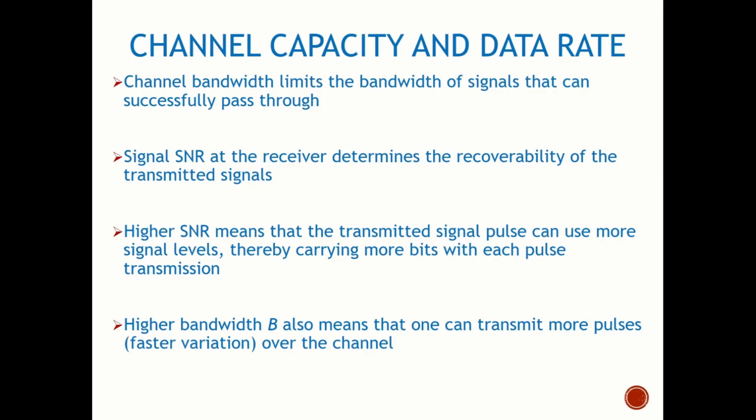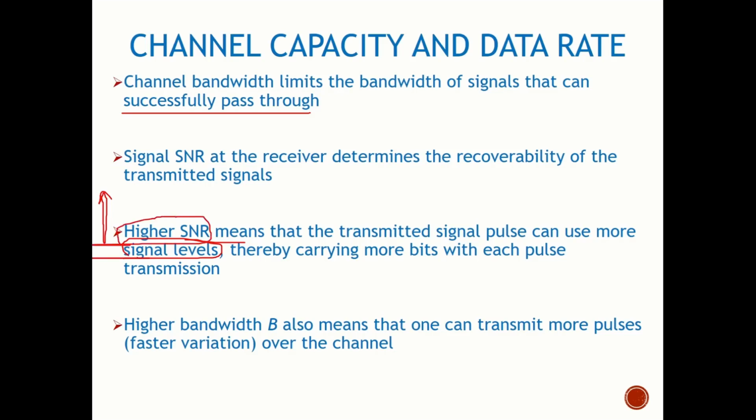Now, channel bandwidth limits the bandwidth of the signals that can successfully pass through it. So signal SNR at the receiver determines the recoverability of the transmitted signals. Higher SNR means that the transmitted signal pulse can use more signal levels. So this is important. We can transmit more bits by increasing the number of levels along the vertical axis.